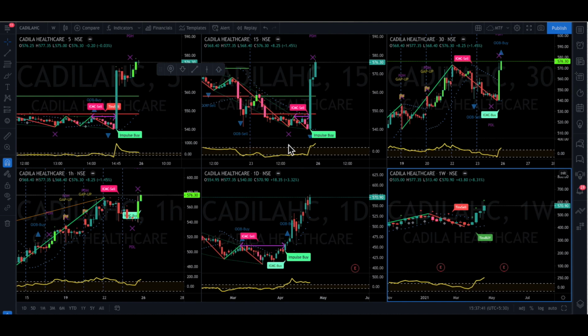So the first thing I will always want to look at is the multiple time frames, and find out what is happening on the various time frames for this particular stock. So here I've got the various time frames: 5 minutes, 15 minutes, 30 minutes, 1 hour, 1 day, that is daily, and weekly.